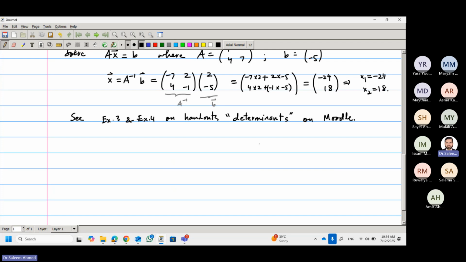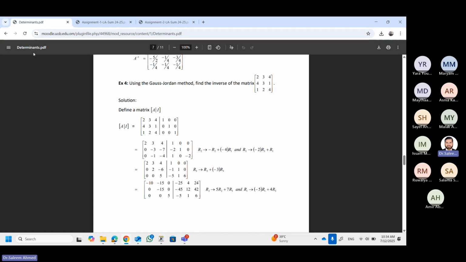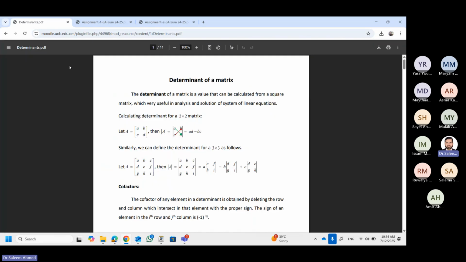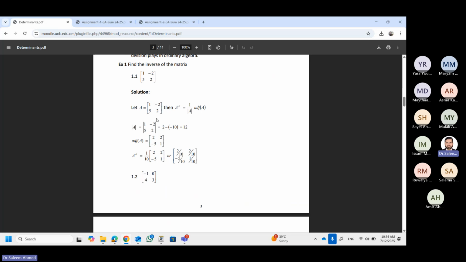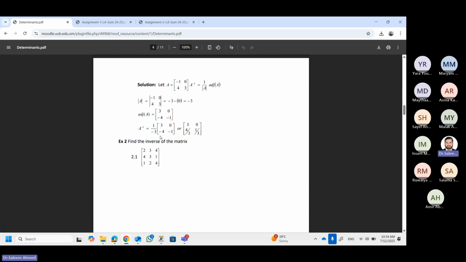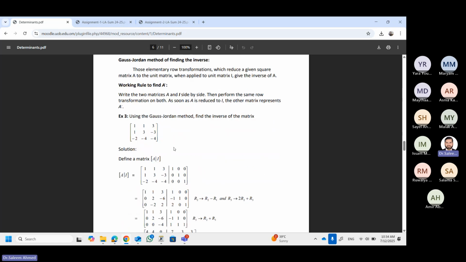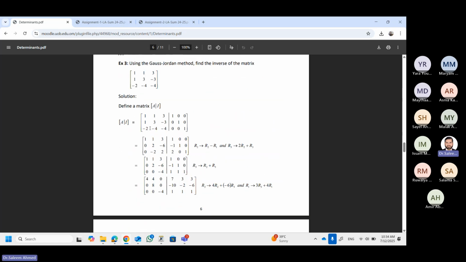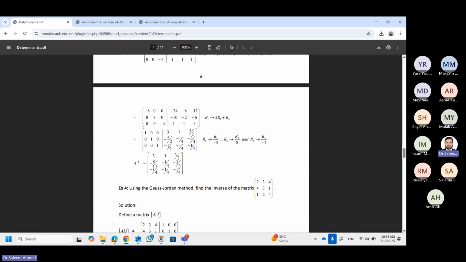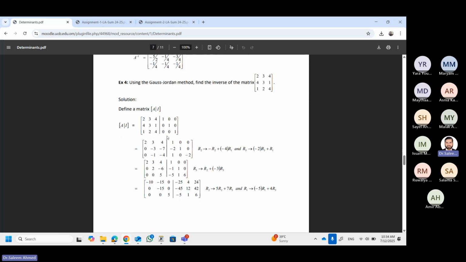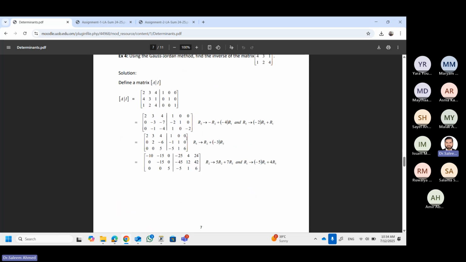So on Moodle, if you go to the determinants notes handouts, these are not from the book. These are separate notes. You see here, determinants. If you click on the determinants, go down, inverse of the matrix. This is the inverse using adjoint, but this is 3x3. Okay, but we have another method. So writing A with identity, transforming A to identity, then identity will become A inverse. So two examples are done here. You can see these two examples. They will be good practice for you.